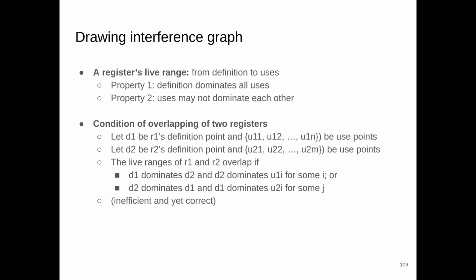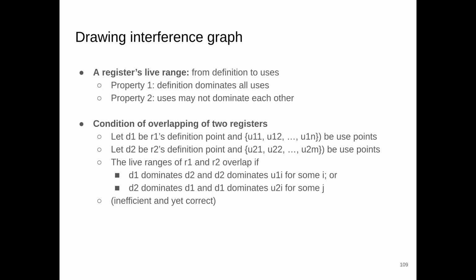So, furthermore, if two registers should be remembered at the time that R2 is defined, they are also interfering with each other. So this is basically the first condition: D1 dominates D2 and D2 dominates U1I for some I. That means that at the time that D2 is defined, D1 is defined earlier, and that is necessary.